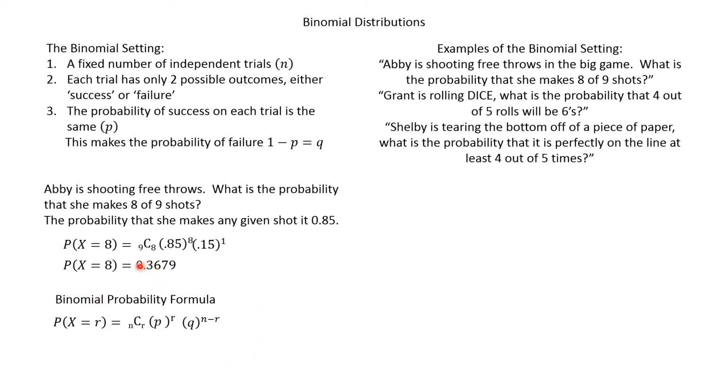We could do, if we look back at this one, 9 choose 0 times 0.85 to the 0, 0.15 to the 9, plus 9 choose 1, 0.85 to the 1, 0.15 to the 9 minus 1, which is 8, 9 choose 7, and we could do each of that, and that would be the term. That would be the probability that she makes 0 shots, plus the probability that she makes 1, plus the probability that she makes 2, plus the probability that she makes 3, all the way up to 9.